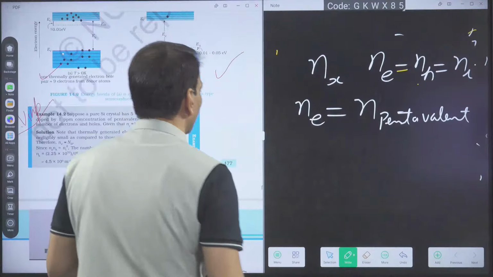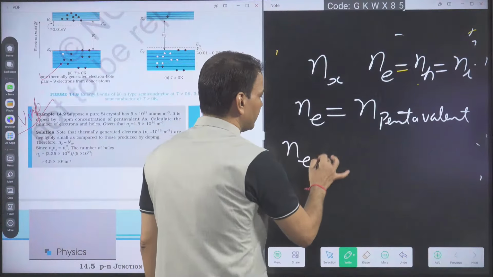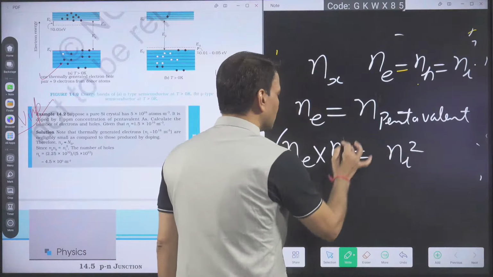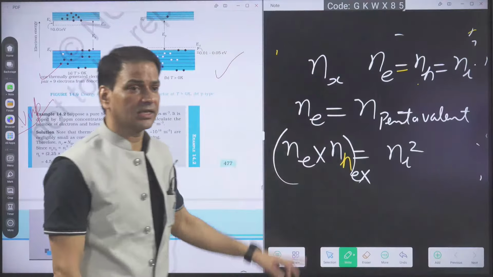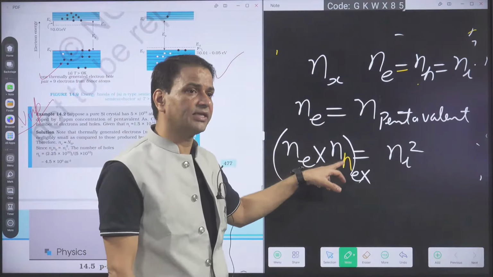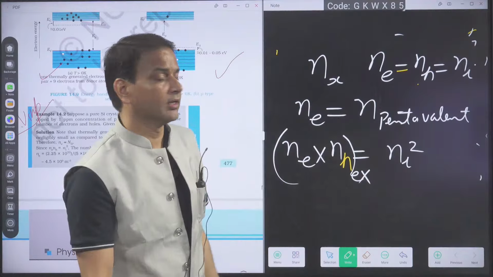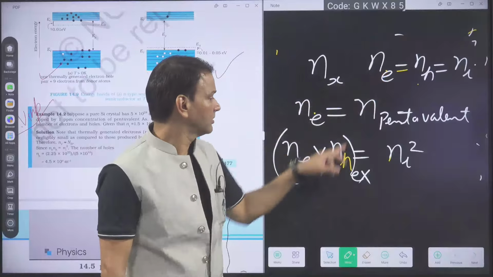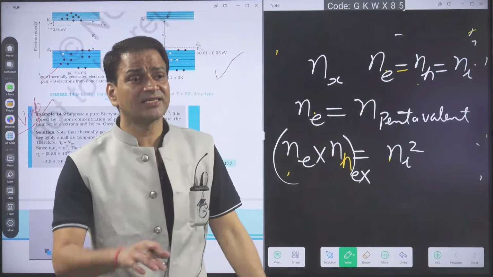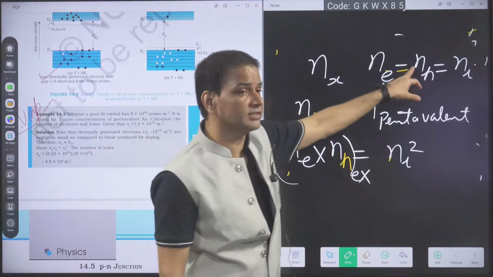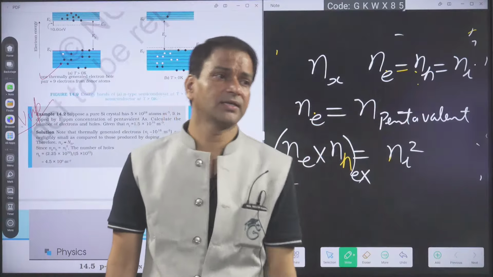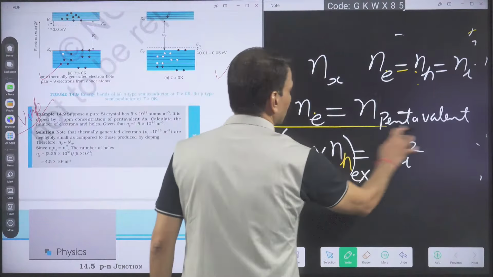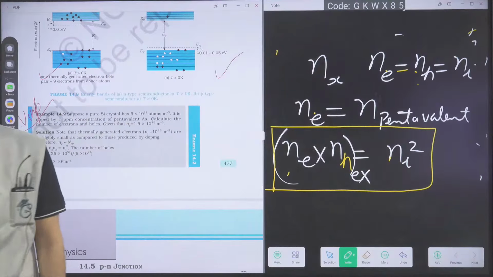So then how will we find the hole concentration? We will use the relation Ne into NH is equal to Ni square. For any extrinsic semiconductor, electron density into hole density will be equal to Ni square. Electron density I got by this relation, Ni is given, then from this I can calculate NH, and that NH will come less than the initial number. Why? Some holes get filled by electrons. And this is called the law of mass action.